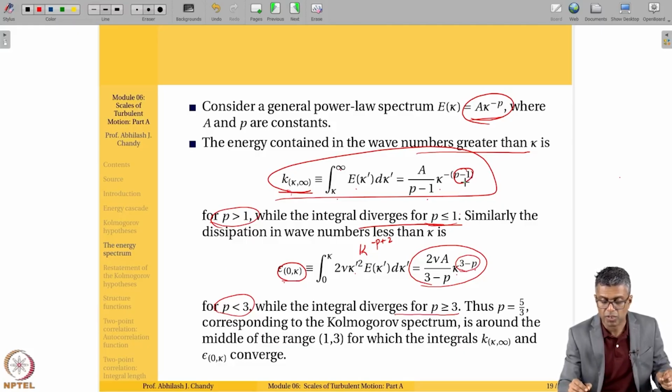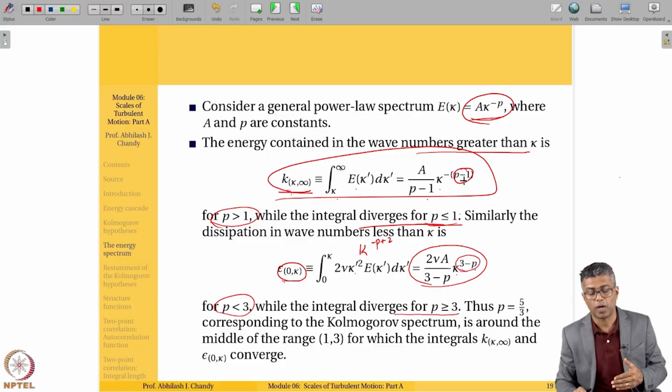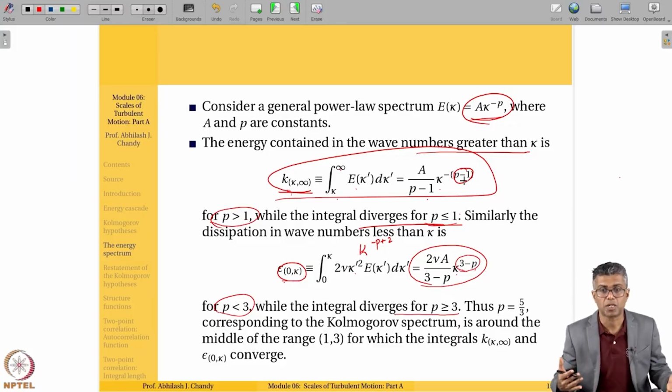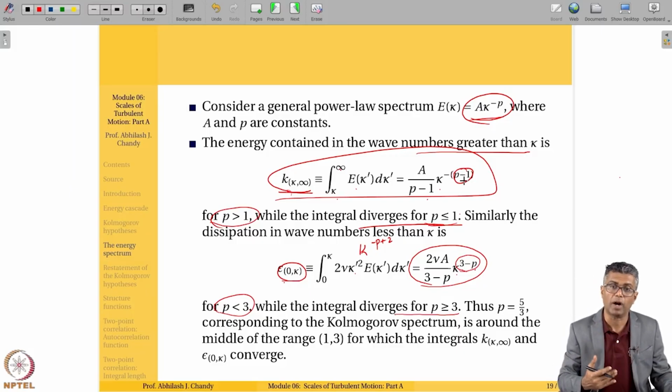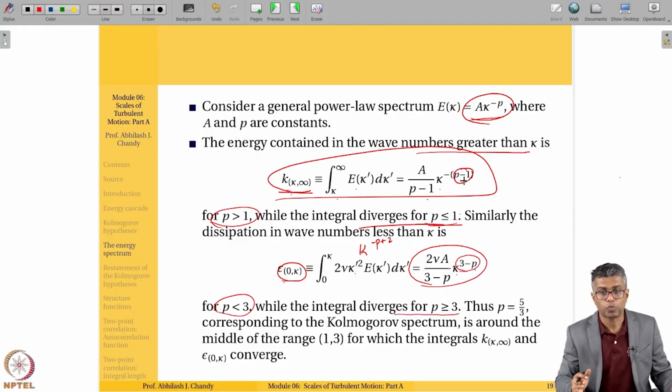this becomes a negative number. P minus 1 becomes a negative number when p is less than or equal to 1, isn't it? It's 0 or a negative number. Let's say p is 0, then it becomes minus 1. Minus of minus 1 becomes plus 1. Then you have kappa to the 1. It diverges. It keeps on increasing, isn't it? That's not what you want. You want an integral that converges for it to be consistent.